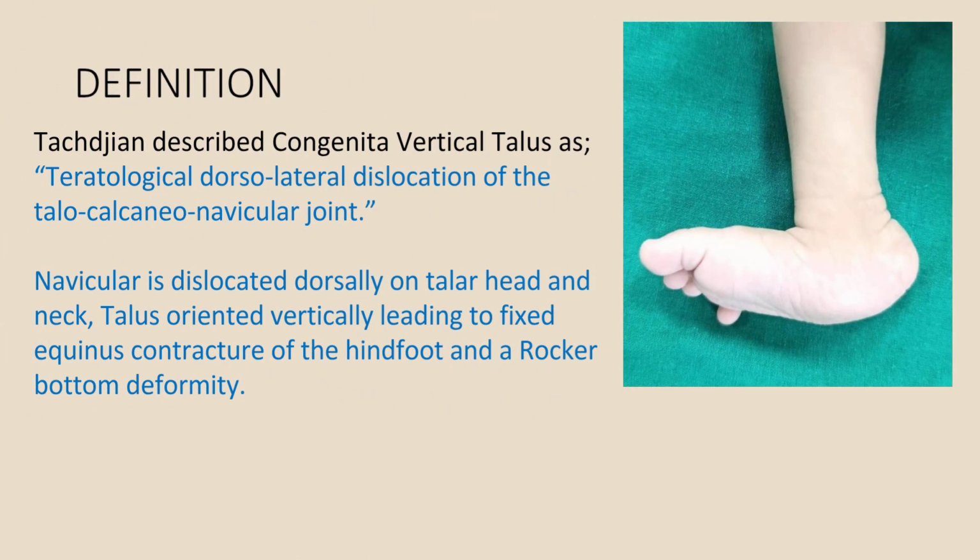So, first of all, the definition. First we describe the vertical talus. It is described as the dorsolateral dislocation of the talonavicular joint. In vertical talus, the navicular is dislocated dorsally on the talar head and neck. The talus is oriented vertically, leading to a fixed equinus contracture of the hind foot and a rocker bottom foot.